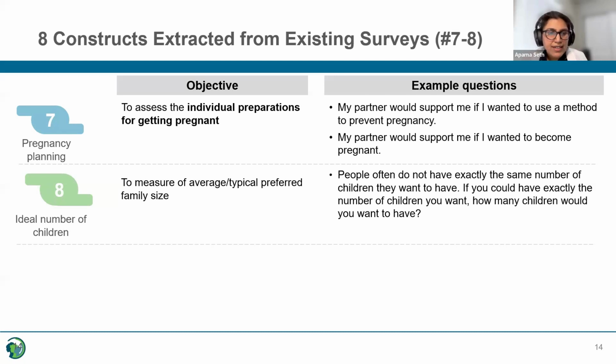And finally, the last construct around ideal number of children. So this typically measures an average desired family size. An example question here, this is from DHS, is they ask people generally do not have exactly the same number of children they want to have, and if the person could choose exactly the number of children they wanted, how many children would they want to have? So these were the 8 constructs that we synthesized based on our systematic review.